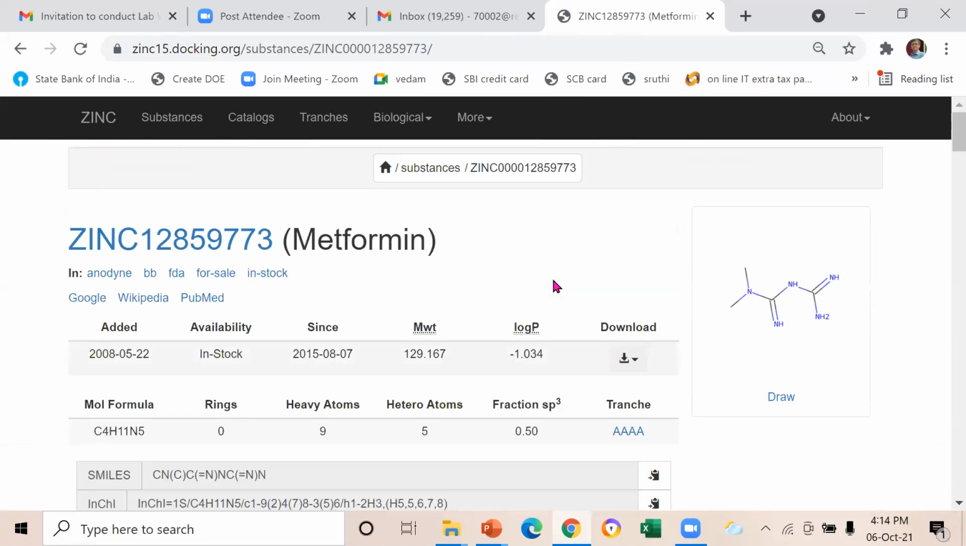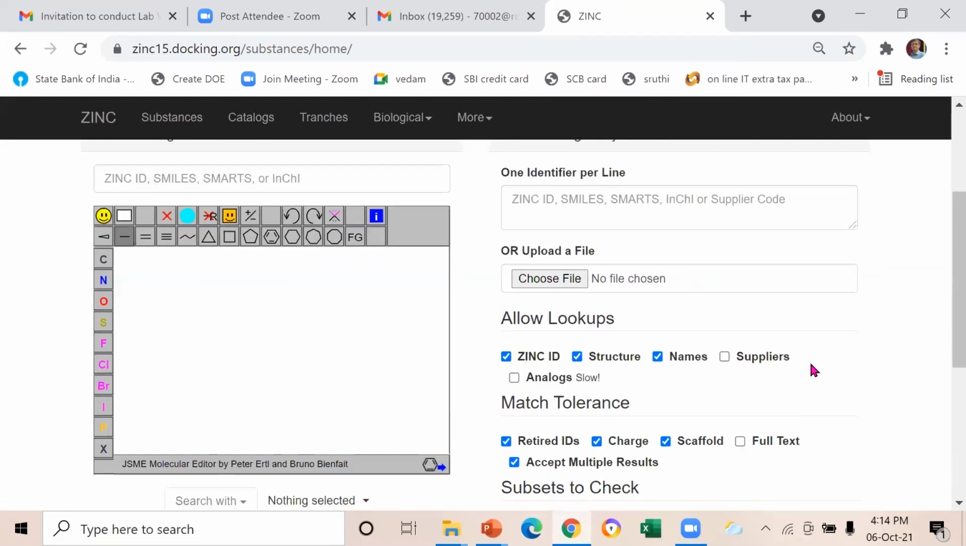So this zinc database we are going to use quite a lot. Like I said, 750 million structures are available in this database. Interestingly, we can even do a search. We can even draw structures in the zinc database. Suppose I want to draw a structure. If it is not there, you are a chemist. Most of you, I think, are chemists, so you may be coming up with new structures, and they might not be available in the zinc database, right?